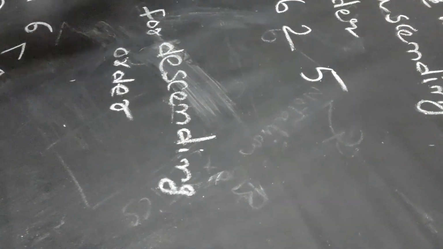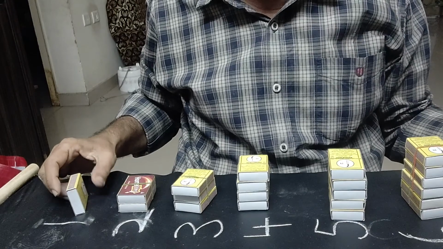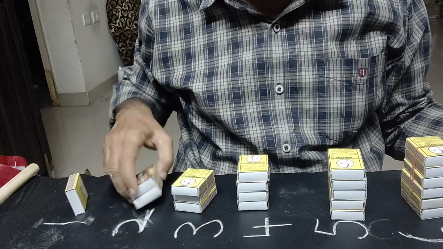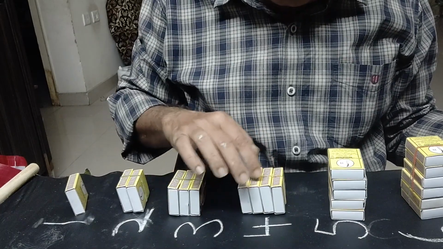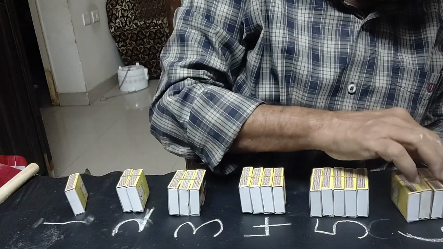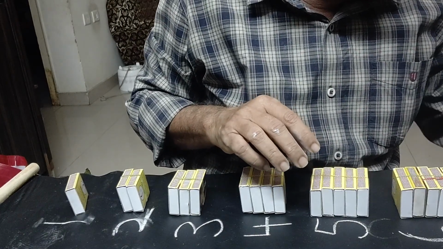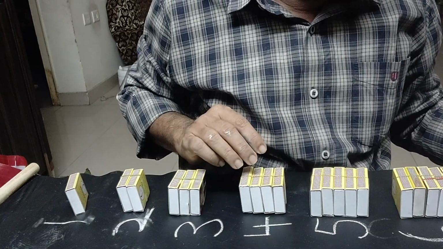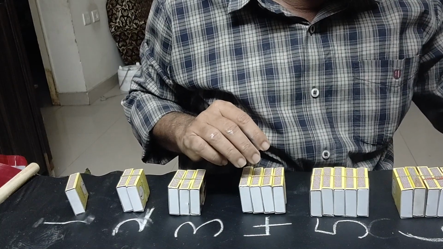Again, see numbers. Again, count numbers. This is 1 and this is 2. 1, 2. This is 3. 1, 2, 3. This is 4. 1, 2, 3, 4. This is 5. 1, 2, 3, 4, 5. This is 6. 1, 2, 3, 4, 5, 6. This is 7. 1, 2, 3, 4, 5, 6, 7. This is 8. 1, 2, 3, 4, 5, 6, 7, 8.